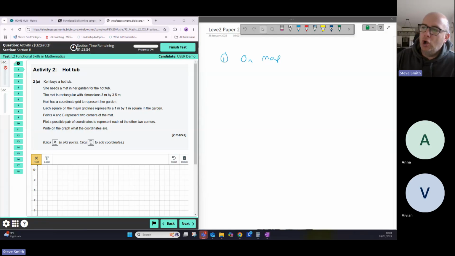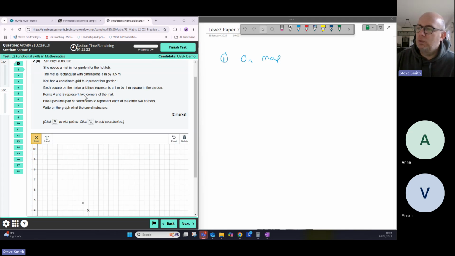First question, hot tub. Kerry buys a hot tub. She wants to put it in a garden and place it on a mat. The mat is rectangular with dimensions 3 by 3.5. Kerry has a coordinate grid to represent her garden. Each square on the major grid lines represents 1 by 1.